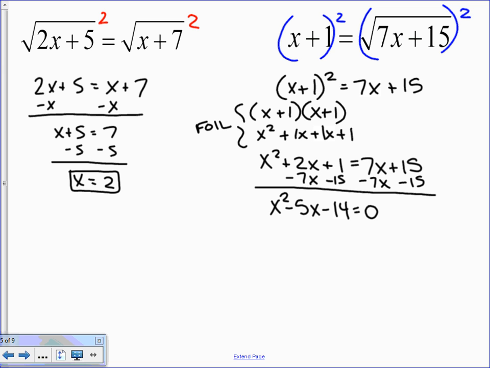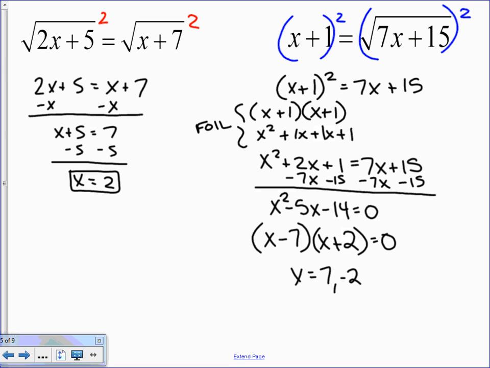What can I do to solve x squared minus 5x minus 14? Unfoil it, right? Factor it. Do you have factors of negative 14 that add to make negative 5? Negative 7 and 2. So it'll be x minus 7 and x plus 2 equals 0. So x equals 7 and negative 2. Notice that what we did in our last chapter is still working for us in this chapter in terms of solving polynomials.